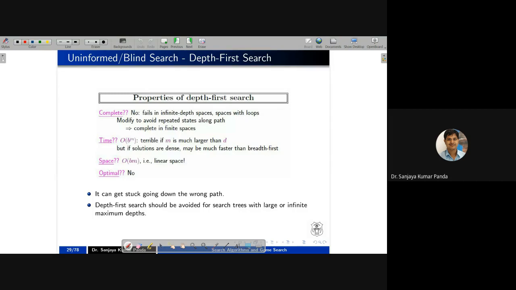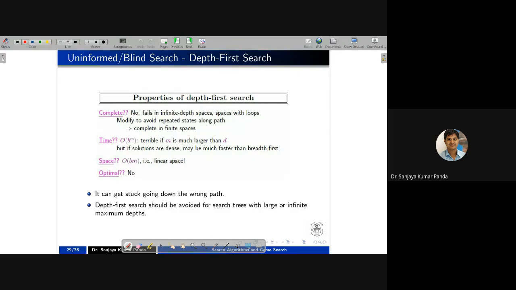If there is an infinite tree, and you are going down a wrong path, definitely you will not be able to reach your goal. So in the case of infinite depth search space, this DFS search is not complete.